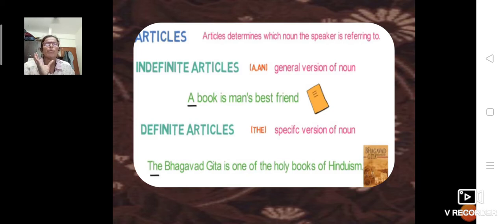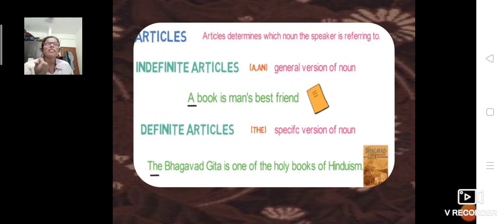An apple means only one apple. Okay. Whereas an apples, we can't say an apples, it is wrong, right? An apple indicates that it's only one apple, right? And a book, a pen, an umbrella. When you say this in this way, these two articles refer only to a singular noun. Just keep in your mind. Okay, so a book is man's best friend.